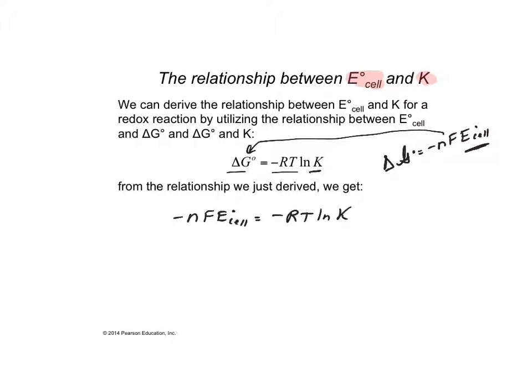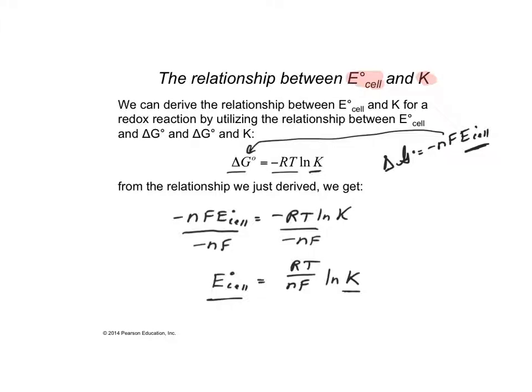Again, K is just the equilibrium constant. I'm going to divide both sides by minus NF here. And I'm going to be left with E cell potential is equal to RT over NF ln of K. So this is our nice little handy relationship between the cell potential and the equilibrium constant for that overall reaction.